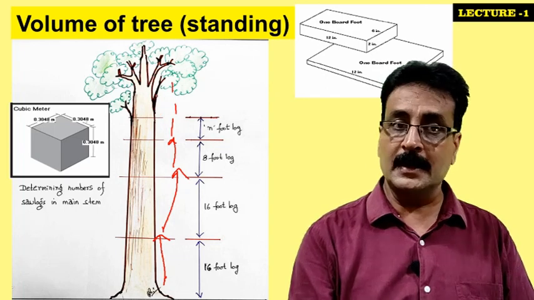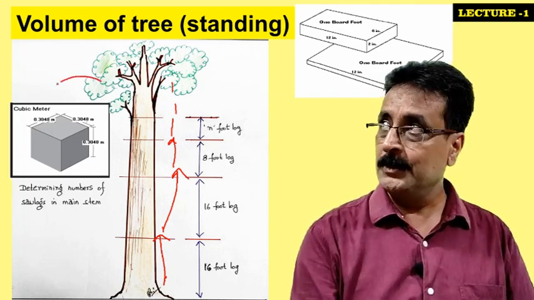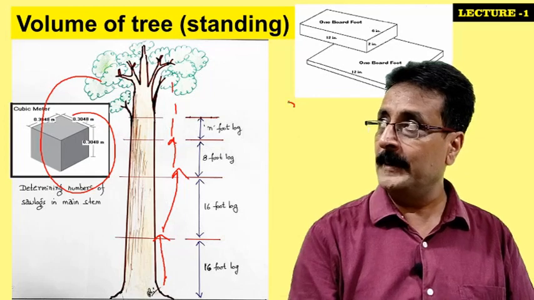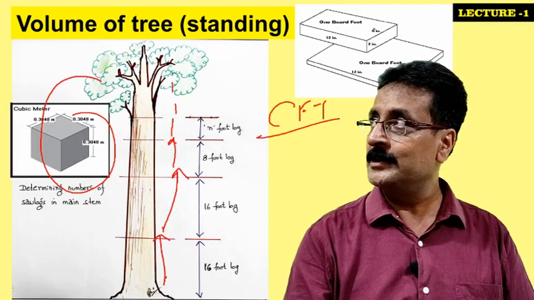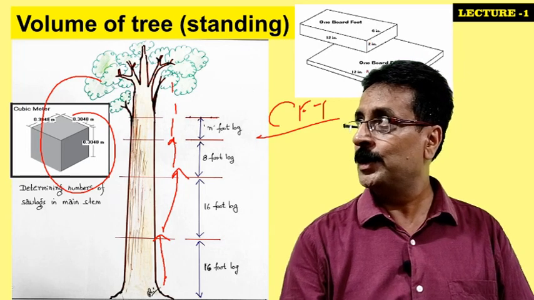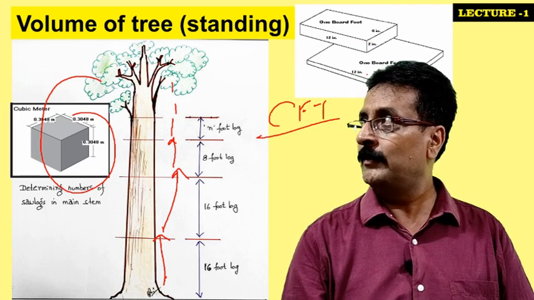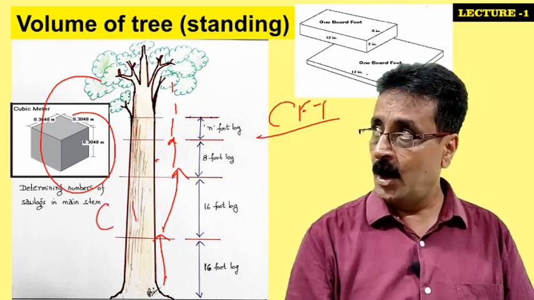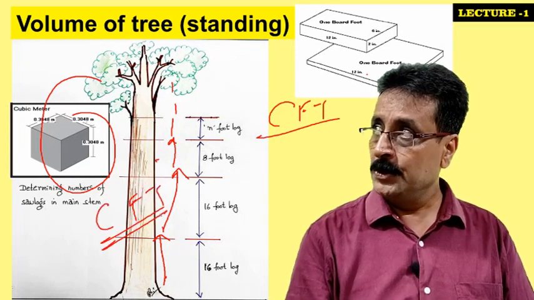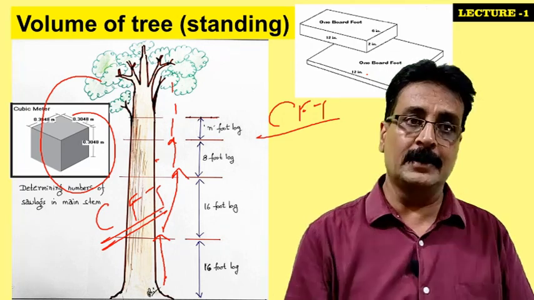Now up to where we can make the volume, it may be measured in cubic meter. You also call it CFT. So what is CFT? You can see either it is 12 into 6 into 2, or we go for 12 into 12 into 1 CFT. So how much CFT will your tree give to you?